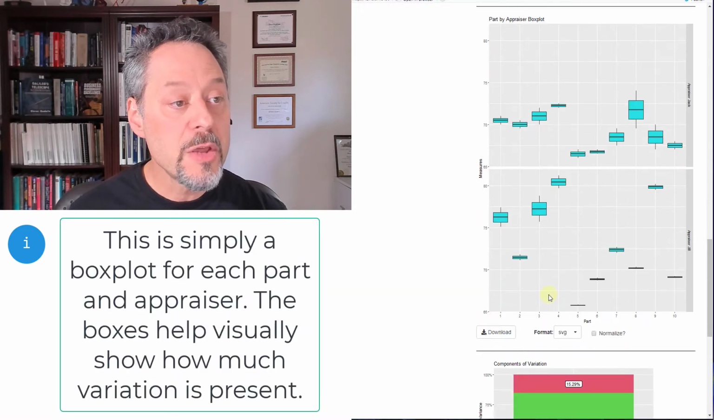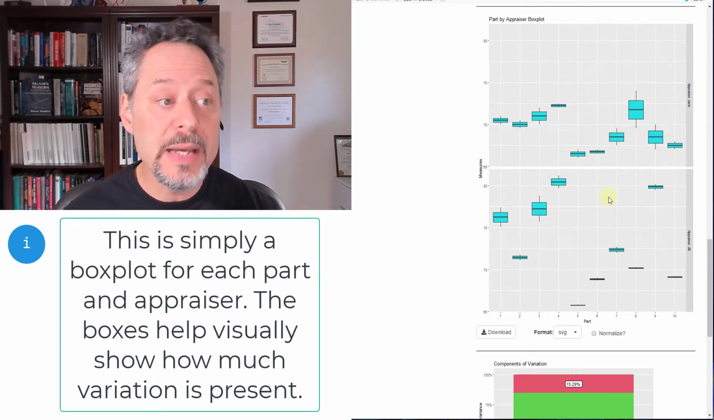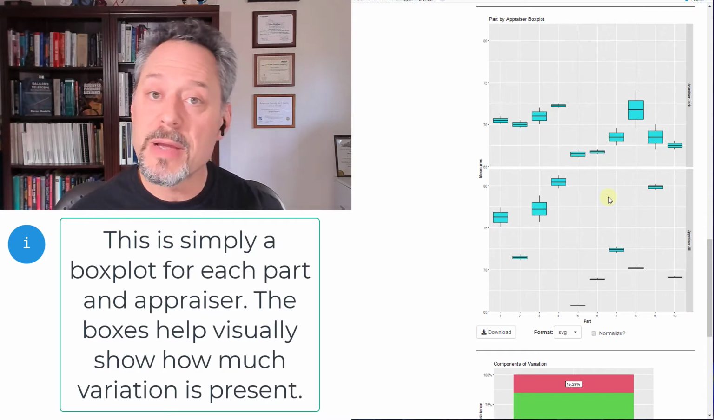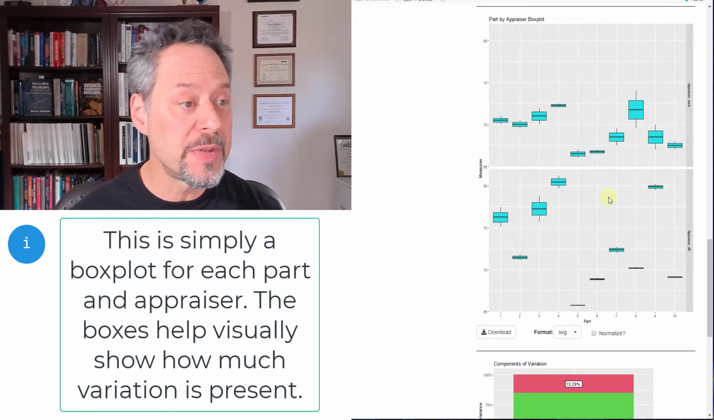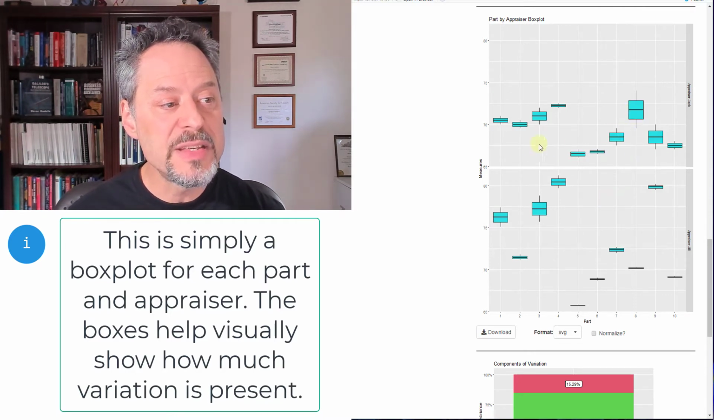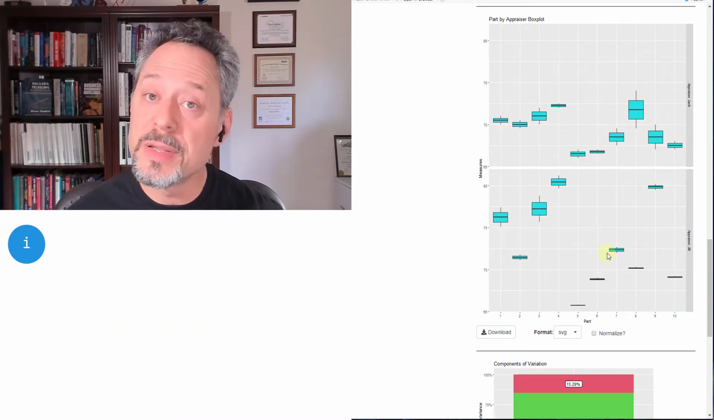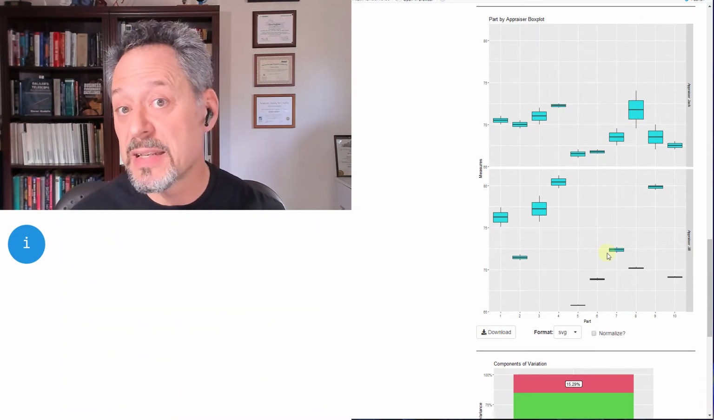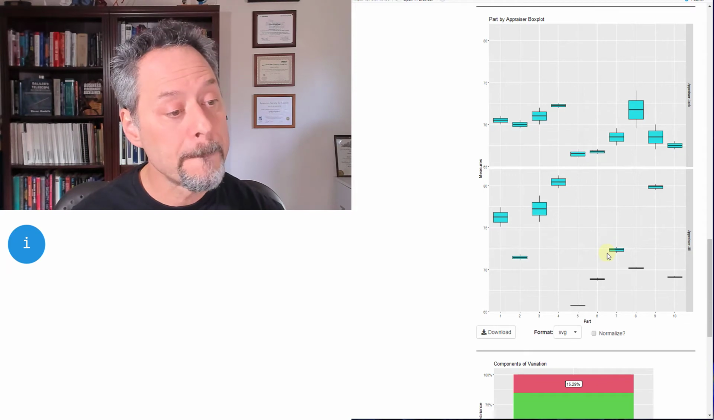Okay, here's another way to look at kind of the same data, which is a box plot. And you can get a visual idea of how much variability, how much difference there might be measuring the same part from one appraiser to the other. And again, we can see that Jack has a little bit more variability than Jill does, which was reflected in the range chart that we saw above.